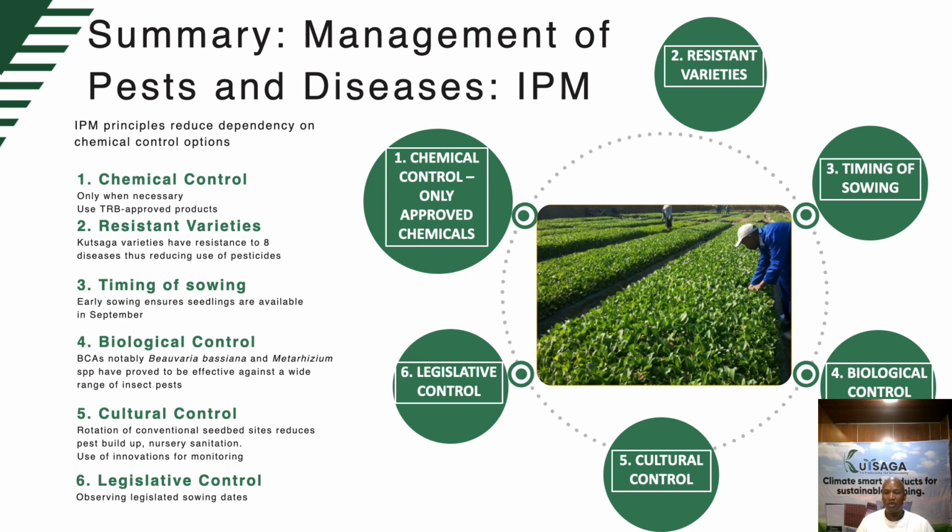We also need to use biological control agents. There are a number of products that we have approved for use to control both insects and pests, including our Kutsaga T77, which is a very effective biological fungicide. We need to practice cultural practices. For example, those farmers who are into conventional seedbed production can rotate their production sites. And ultimately, we need to observe legislated sowing dates with regards to when you can start to raise your seedbed.